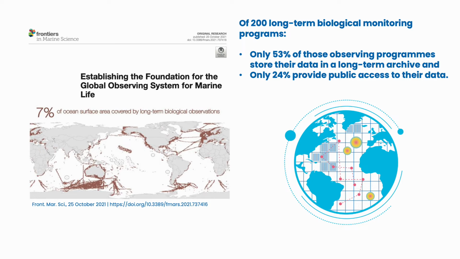The amount of data in OBIS sounds amazing, but this is still just the tip of the iceberg. In a recent study, a survey of around 200 long-term biological observing programs revealed that only half of them store their data in a long-term data repository, and only a quarter provide public access to their data. The most common argument is that they don't know how to standardize and publish their data in data repositories, or there are no resources to cover that extra step.